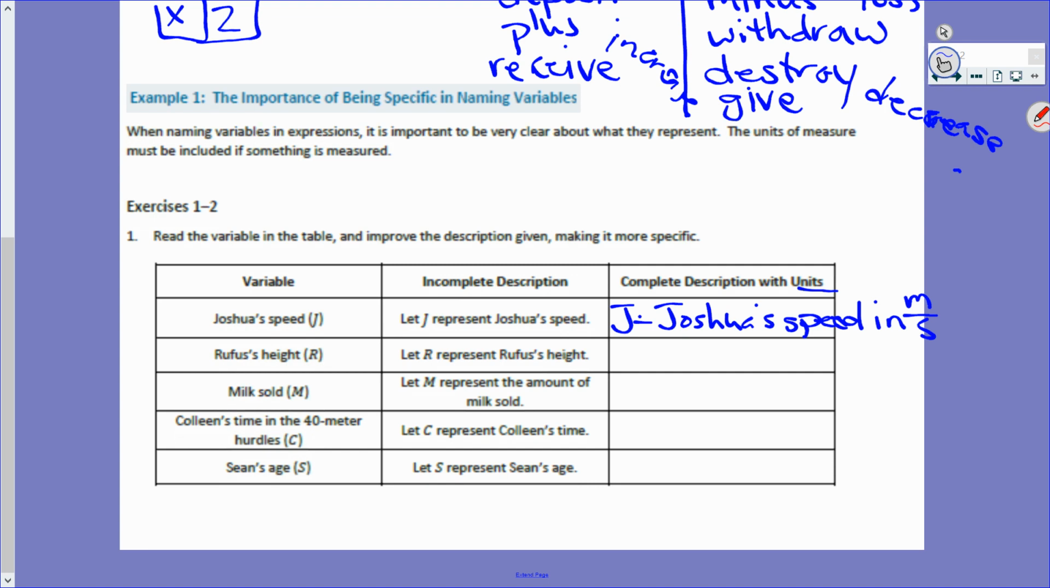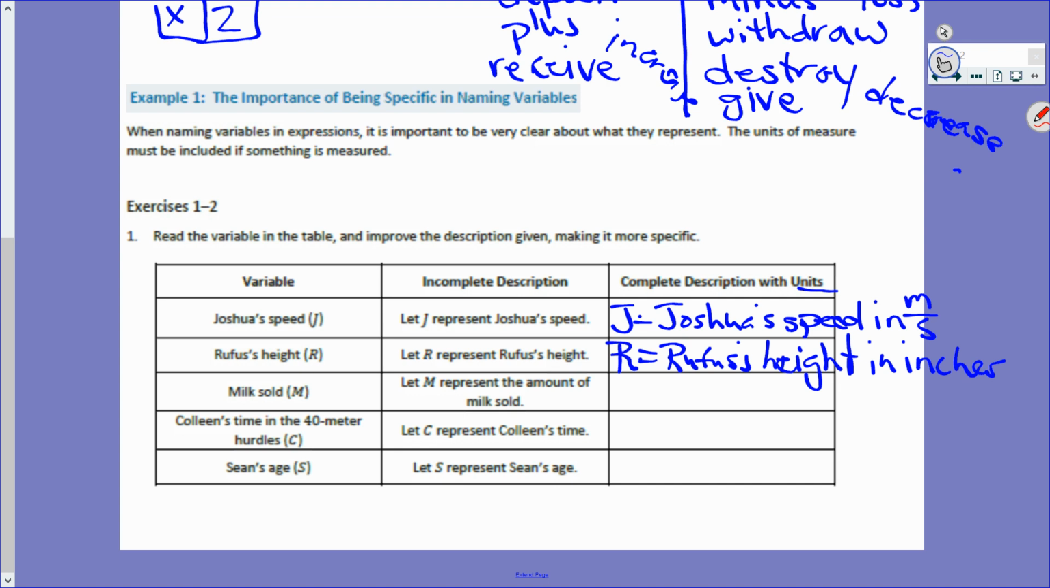Rather than just saying R is Rufus's height, what would I say? How do I measure height? Denise? Inches, right? So we're going to say R equals Rufus's height in inches. Or, since we're in Japan, they actually measure in centimeters because they use the more intelligent system, the metric system. What about milk?